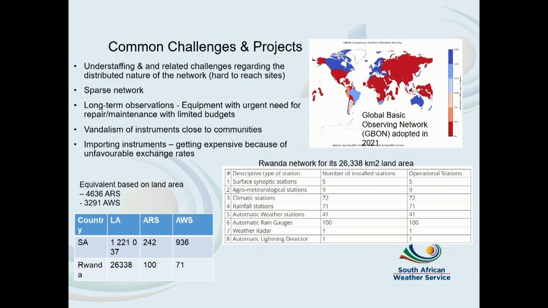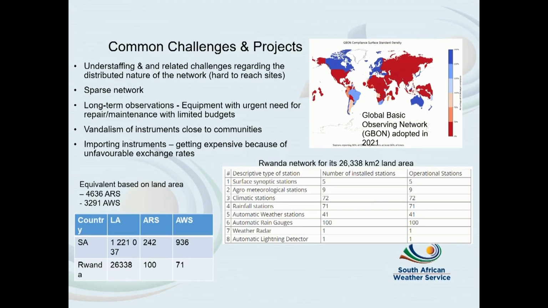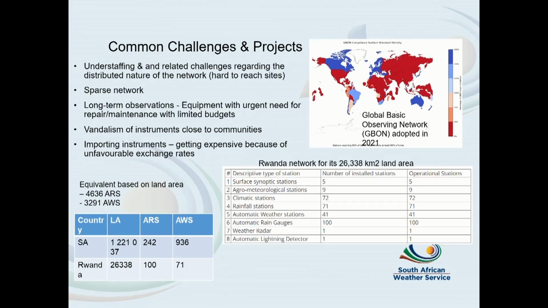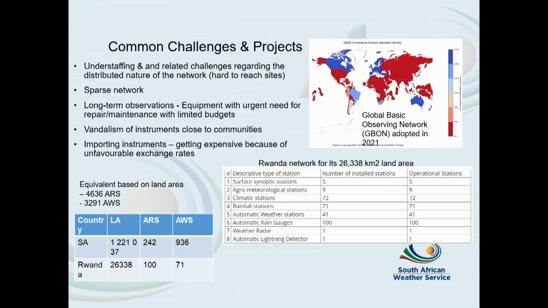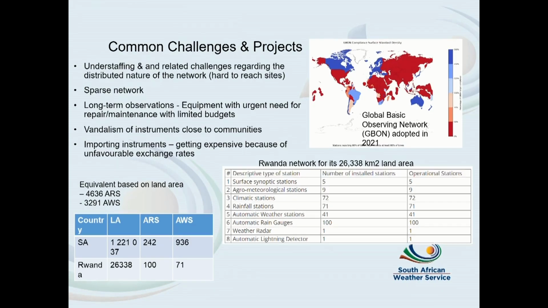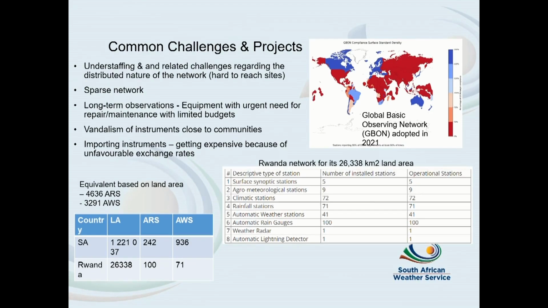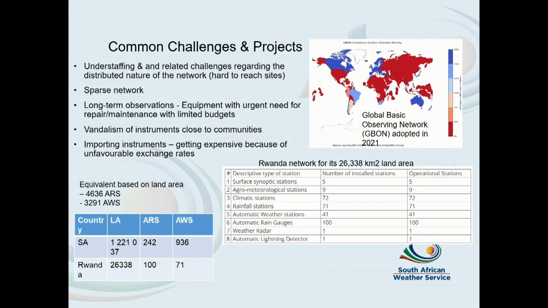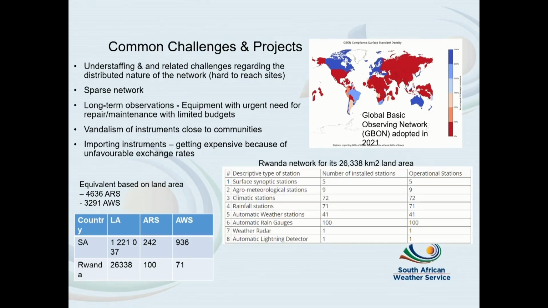Vandalism of instruments close to communities. People are hungry. So sometimes when they see a weather station, they see something they can exchange to get something to feed their tummy. So it is quite a challenge. And also, these instruments are imported, and the exchange rate sometimes can be very unfavorable for us. So it does pose such a challenge.